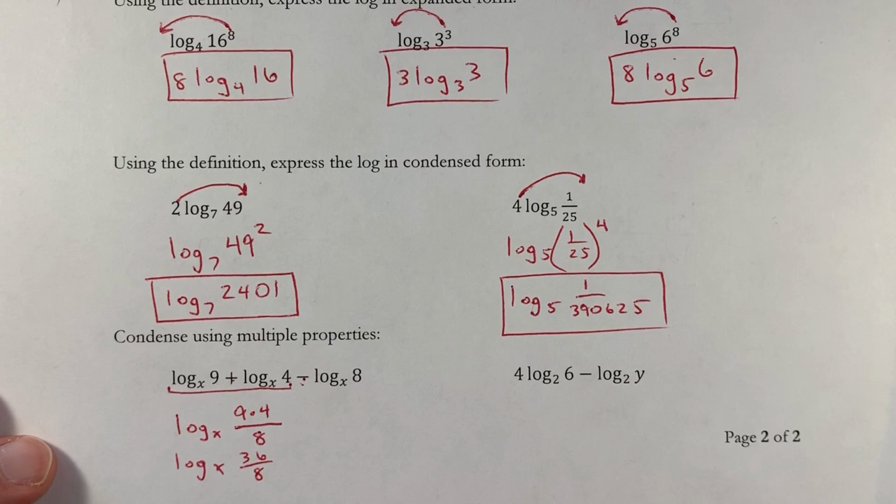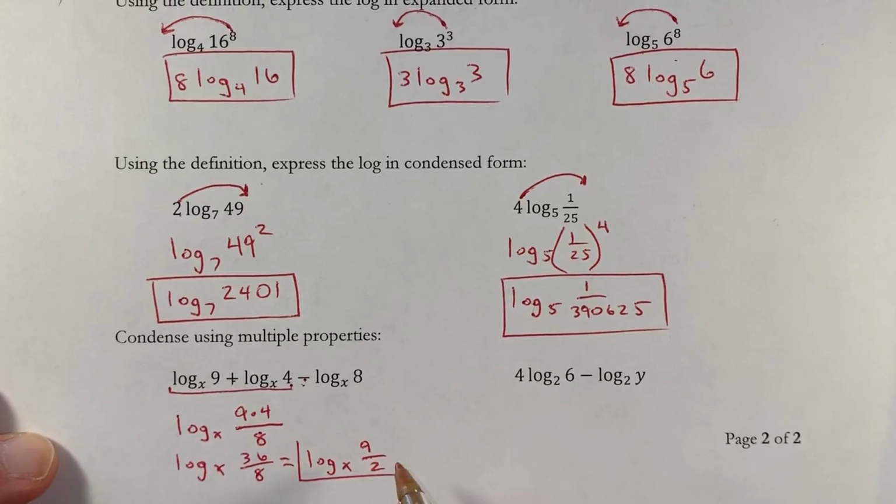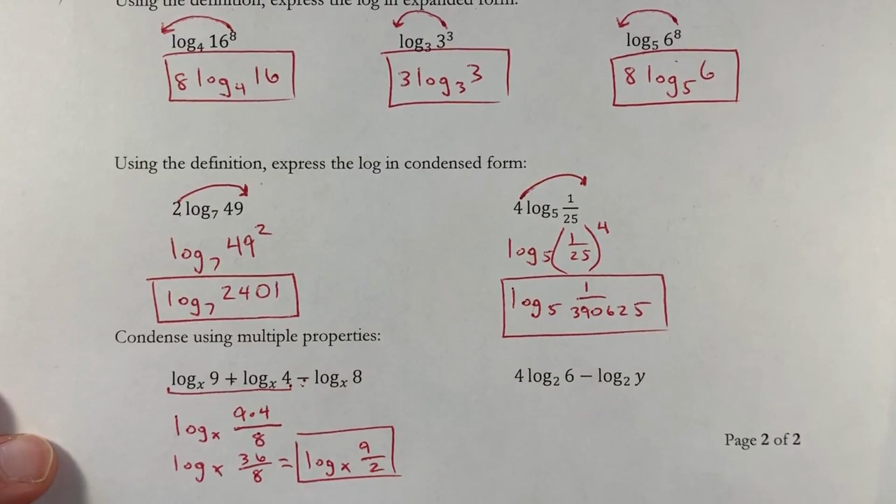And 36 over 8 can be simplified. I believe 4 goes into both of those. So that's log base x. 36 divided by 4 is 9. And 8 divided by 4 is 2. Log base x of 9 halves.